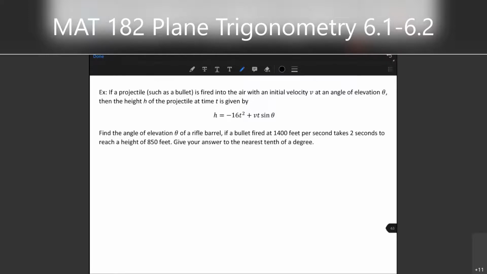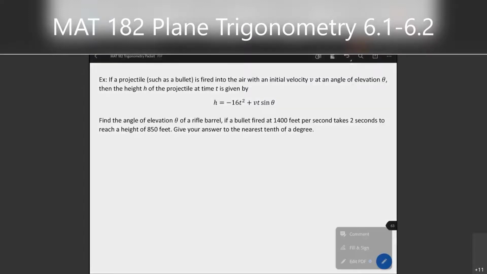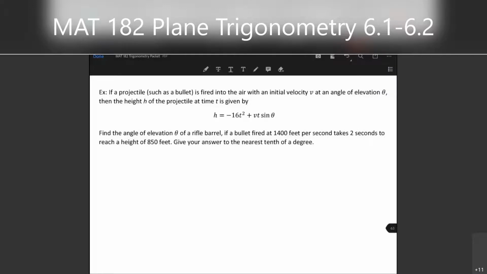So, to find the angle of elevation theta of a rifle barrel, if a bullet fired at 1400 feet per second takes 2 seconds to reach a height of 850 feet. Give your answer to the nearest tenth of a degree. So we want to have our calculator in terms of degrees. That's our first thing, at least, that we can change in our calculator.